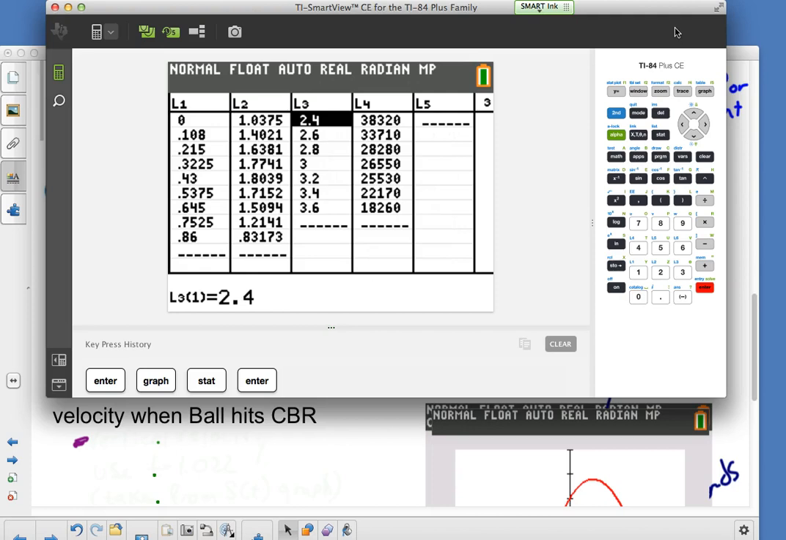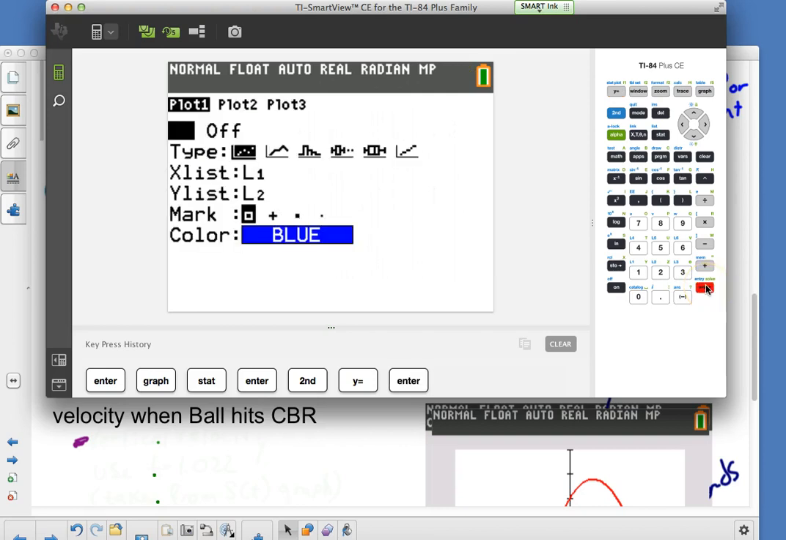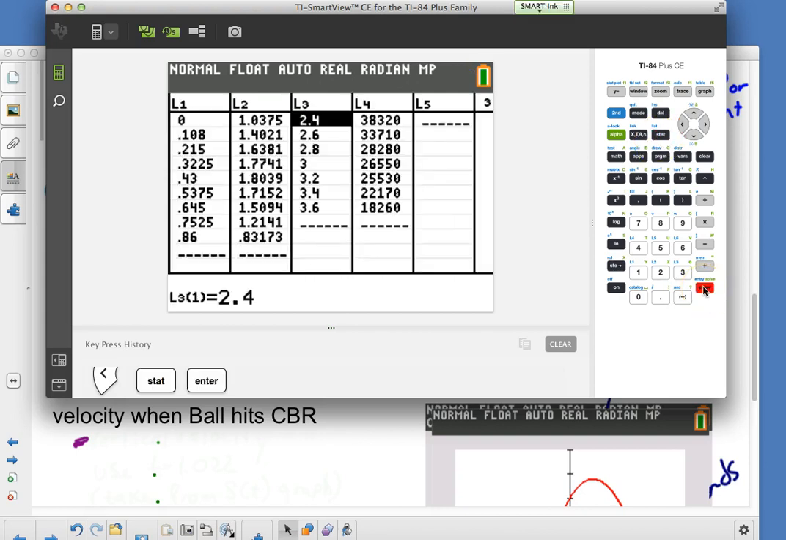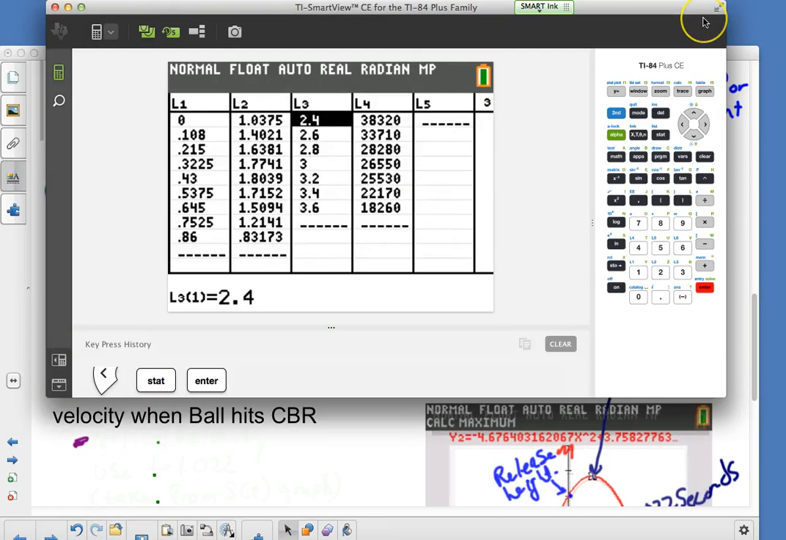So I got to go back. I got to go back in here. I'm going to turn this one off, and I'm going to turn this one on. No, I want that one on. Sorry, I just got to check out my data. That's 0, that's L1, L2. It's supposed to be L1, L2, and I think I had the other ones on. So I apologize for that, you guys.